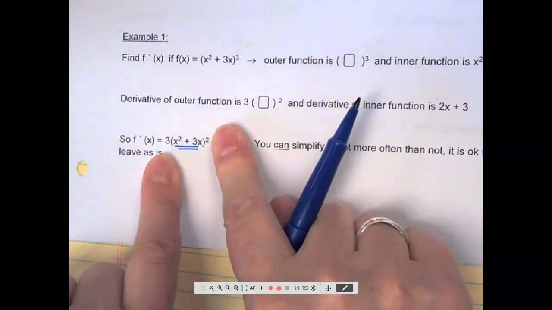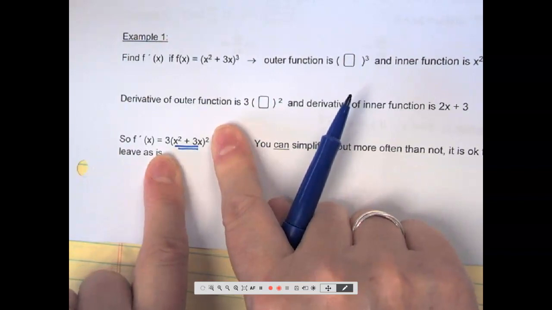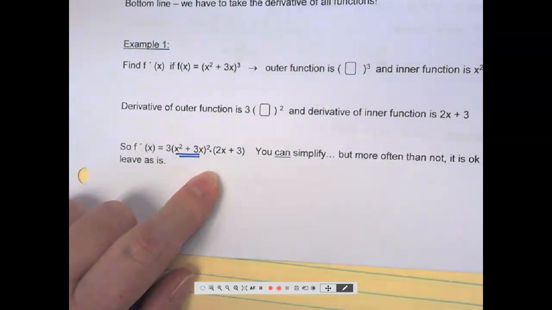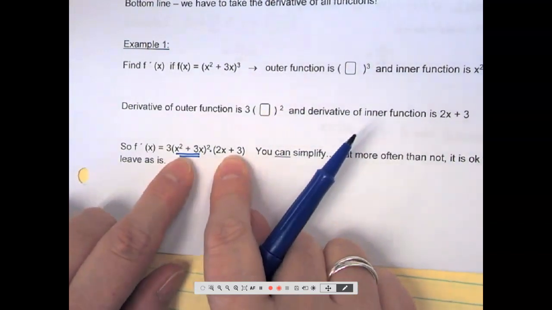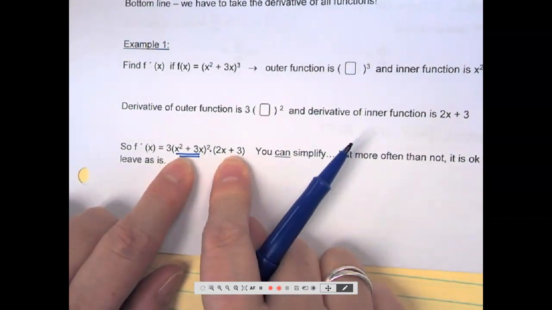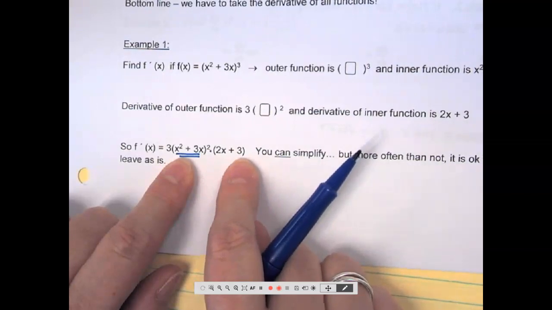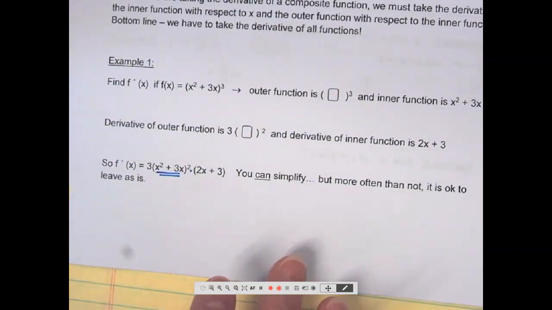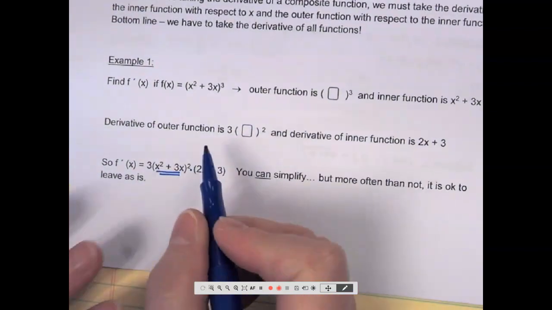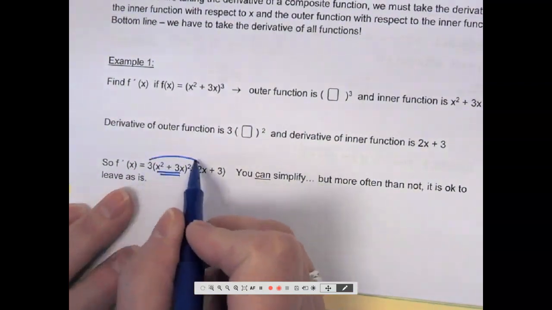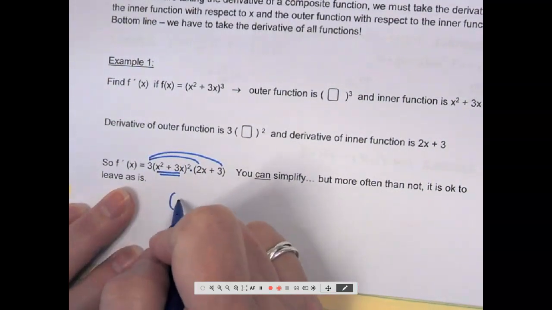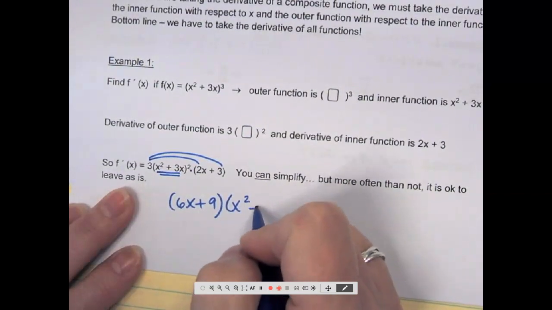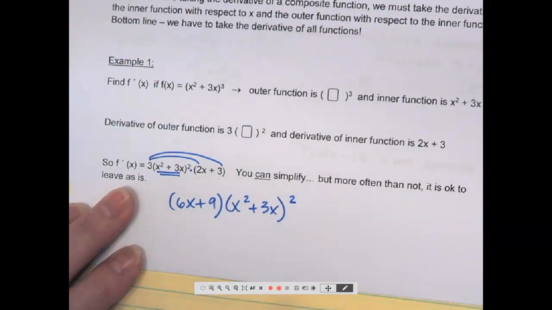Could you cube it all and then do the derivative? Sure, if you wanted to. And then tack on with multiplication. Now I take the derivative of the stuff inside the parentheses, which is 2x plus 3. And often we will just leave it like this or just minimally simplify. For example, I could maybe distribute this part and leave it as 6x plus 9, and then your x squared plus 3x squared.